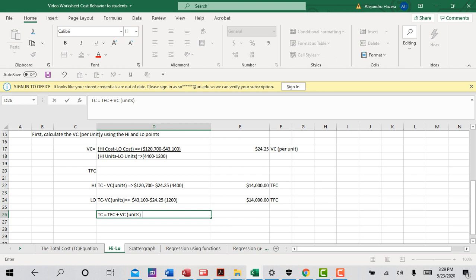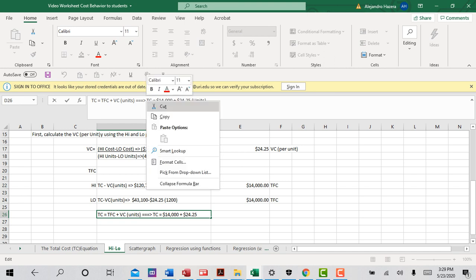Okay, and in this case, what you're going to say is that your total cost using the high-low method and these data is equal to your total fixed costs, which is $14,000, plus your variable cost per unit, which is $24.25 times your units produced. And I'm going to give you, this would be your answer. That would be the estimate of cost function right there.